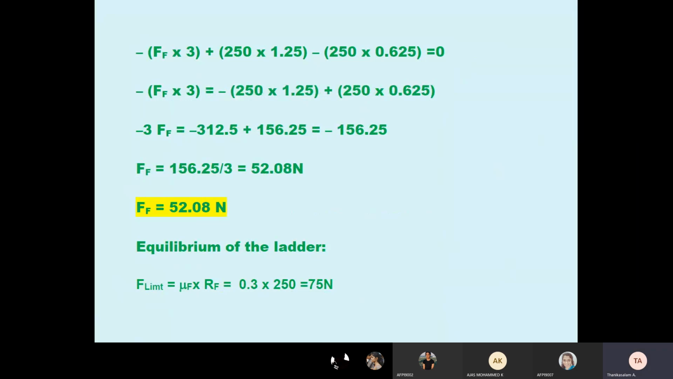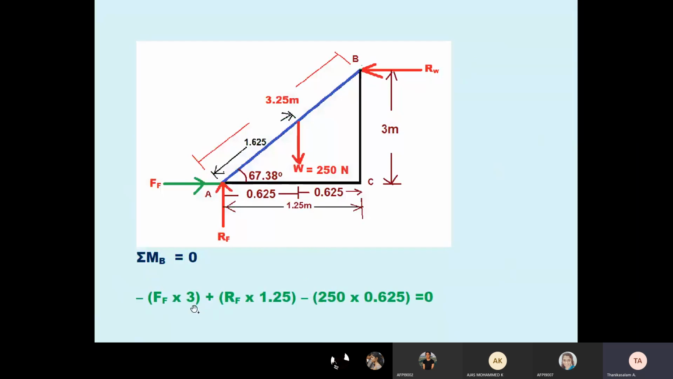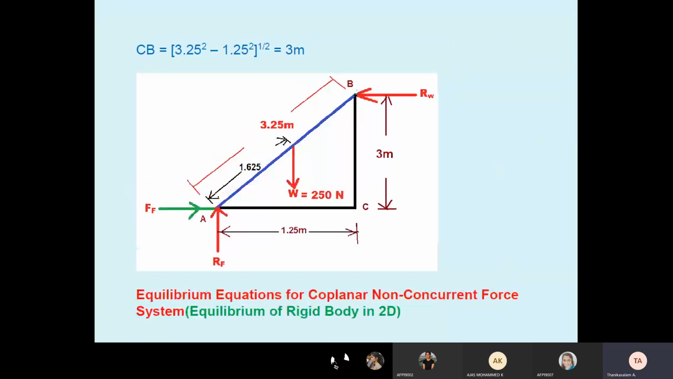Second, they asked whether it is in equilibrium or not. Whenever the question is about equilibrium or not, you have to use the maximum limiting friction. We know F equal to mu into R, no? So F is here on the horizontal floor, therefore F equal to mu F into RF. Mu F is already given in the question. Mu F equal to 0.3.